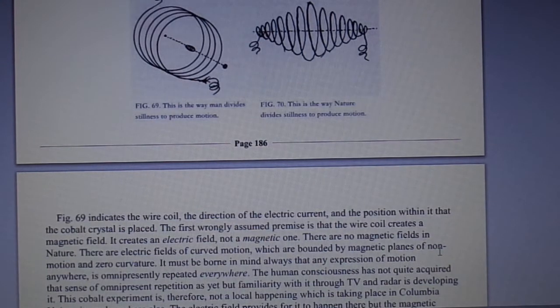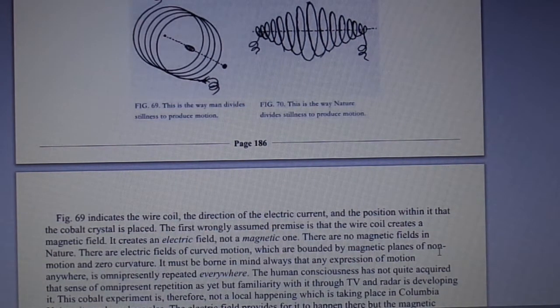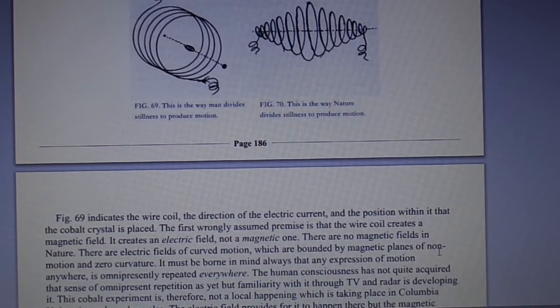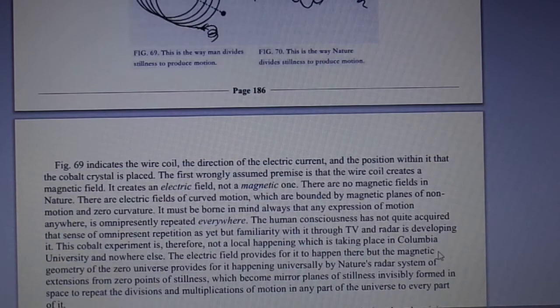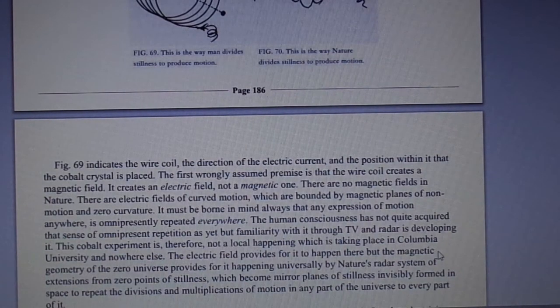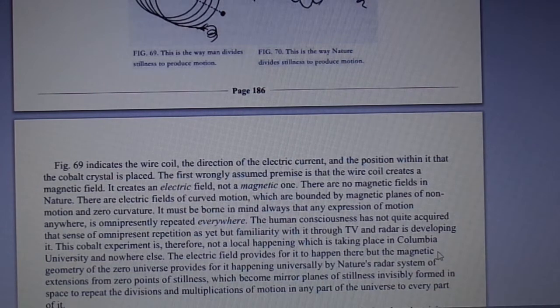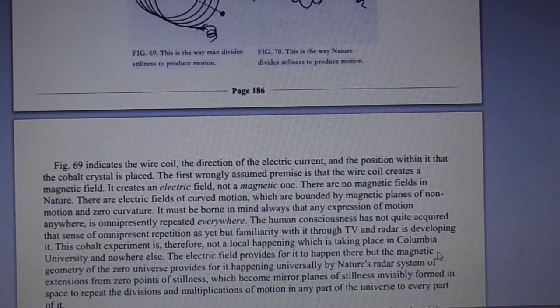Figure 69 indicates the wire coil, the direction of the electric current, and the position within it that the cobalt crystal is placed. The first wrongly assumed premise is that the wire coil creates a magnetic field. It creates an electric field, not a magnetic one. There are no magnetic fields in nature. There are electric fields of curved motion, which are bounded by magnetic planes of non-motion and zero curvature.